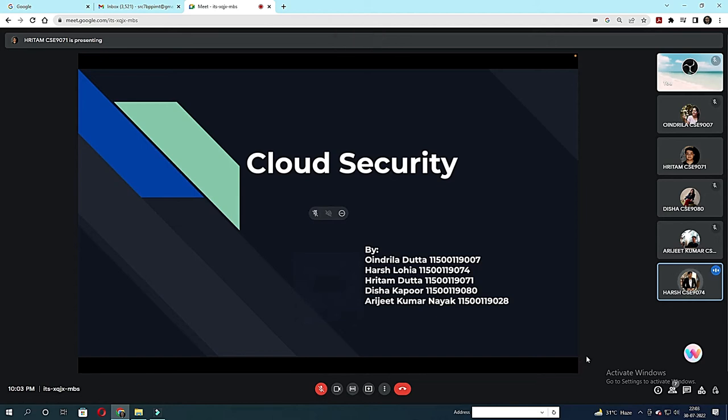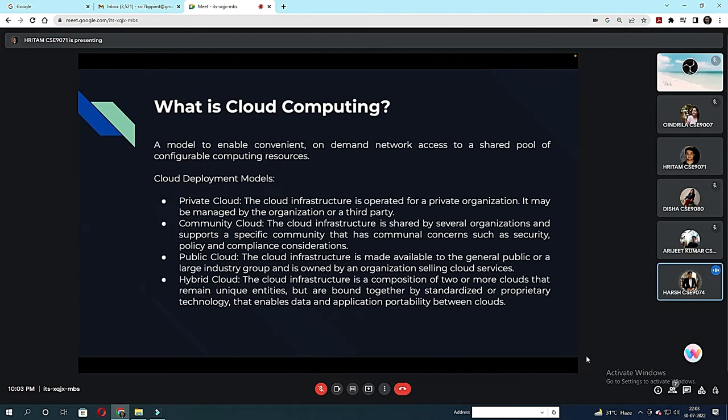The topic which we'll be discussing today is cloud security. And before we deep dive into what is cloud security, let us first understand what is cloud and what is cloud computing. So let's look at the definition of cloud computing. So what is cloud computing? A model to enable a convenient on-demand network access to a shared pool of configurable computing resources.